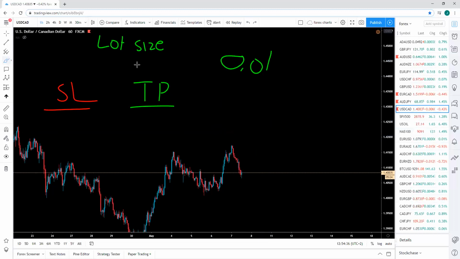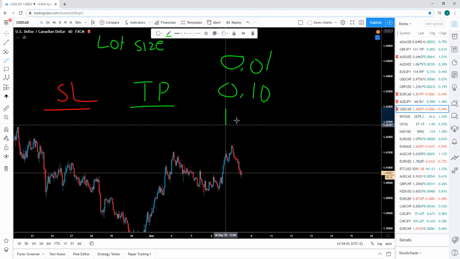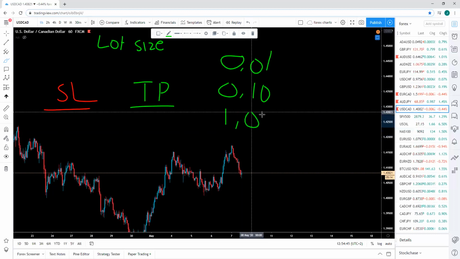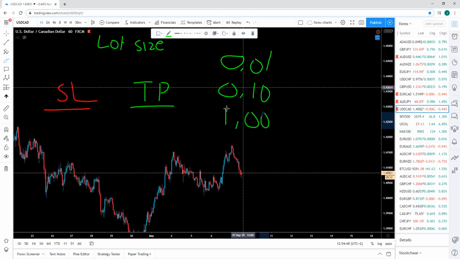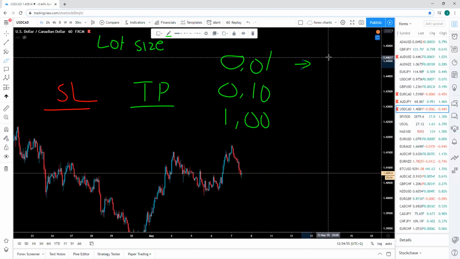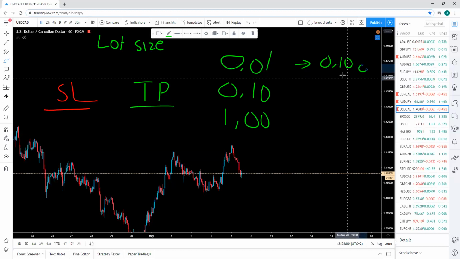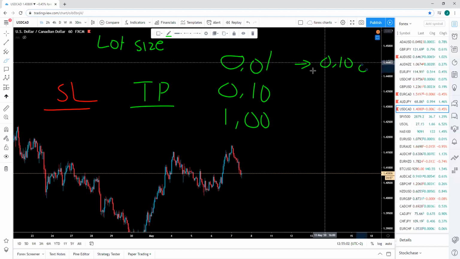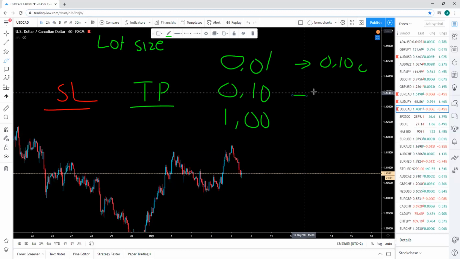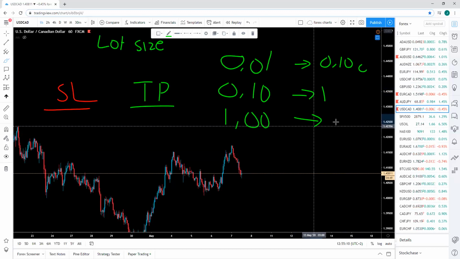So the first one is 0.01, then you get 0.10, and then a standard is 1.00. So this is a micro, this is a mini, and this is a standard. The micro, if it's 0.01, is worth 10 cents per pip. 0.10 is $1 per pip, and 1.00 is $10 per pip.